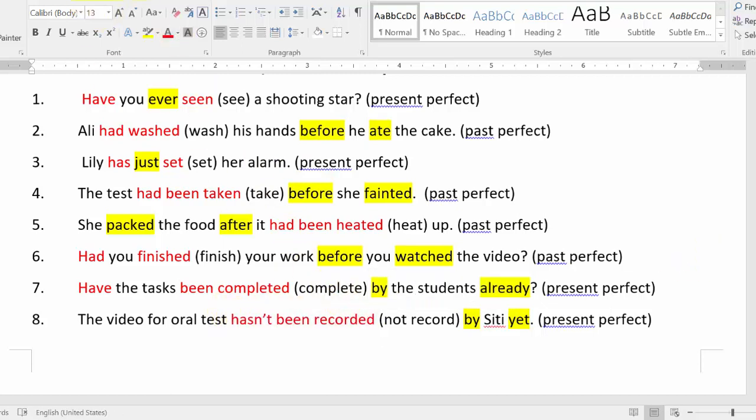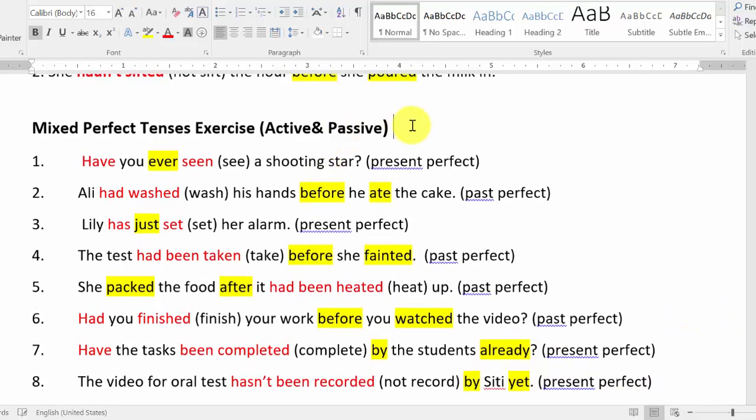Okay, so that's all for perfect tenses. Please mark for yourself. Make sure to mark every question. If you are wrong, write down the correct answer at the side. Okay, and highlight the keywords. After you are done marking, please write down how many questions you got correct. For example, I only get 4 over 8. Just write it down here at the side.